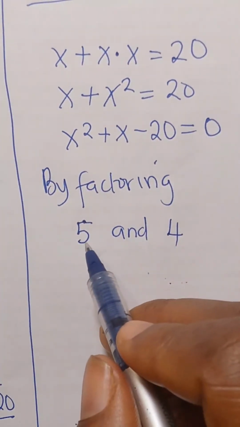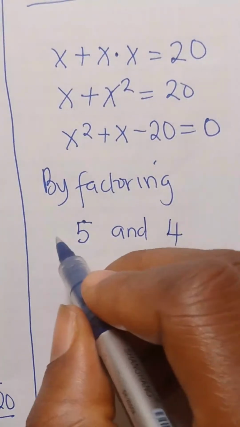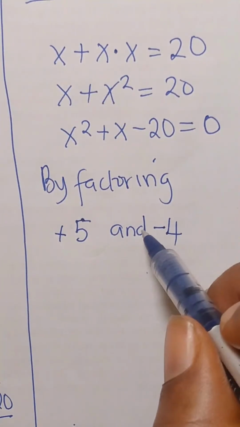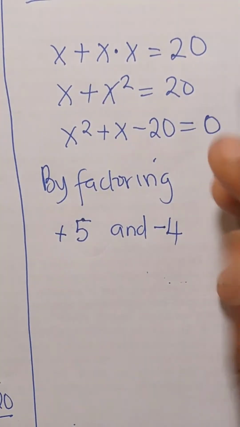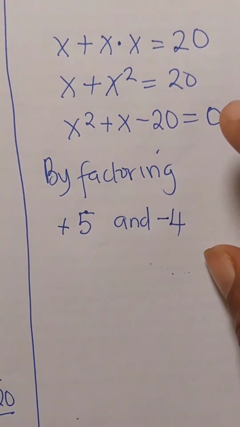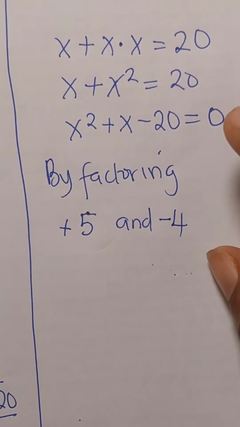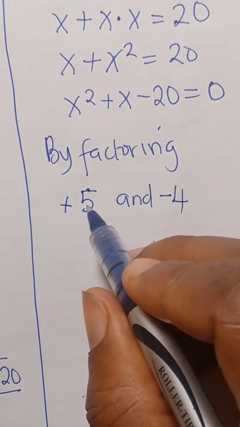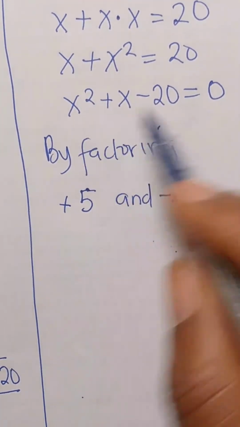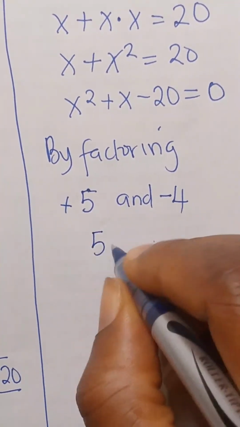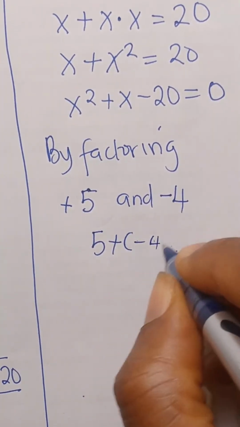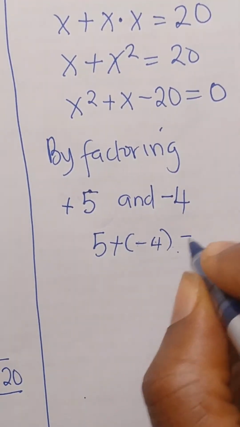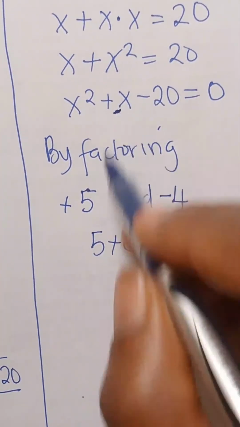So we look for two numbers. This 5 and 4 is okay, but if this 5 is plus and this 4 is minus, if we add them, so we do 5 plus 5 minus 4. That's plus, we have plus 5 plus minus 4. Okay, plus minus is minus, so 5 minus 4 will give us 1. You see, it satisfies what we have here.